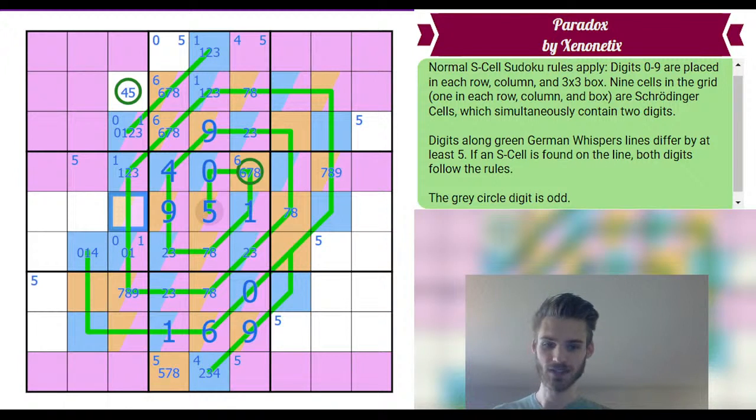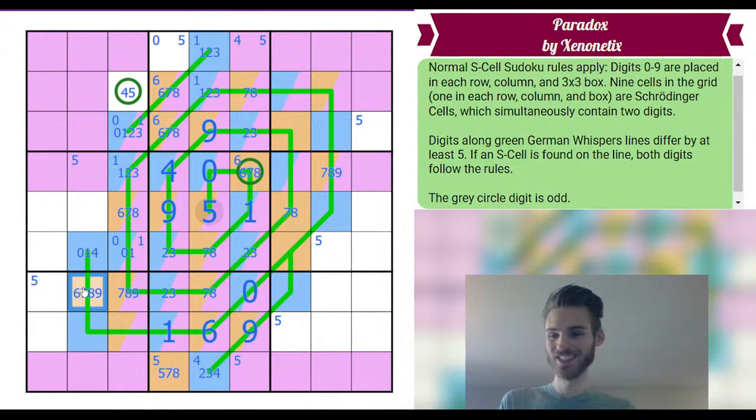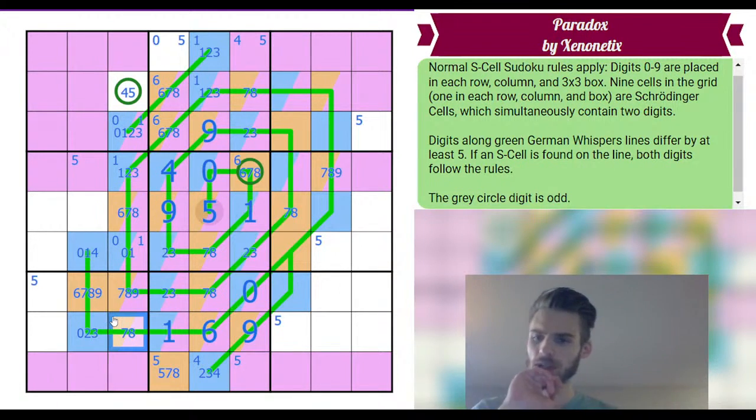This, okay, so this is 6, 7, 8. Let's just pencil mark all the cells. This is 0, 2, 3, 4. No, it can't be 4. This can't be 6 or 9, so it's 7, 8. 7, 8.